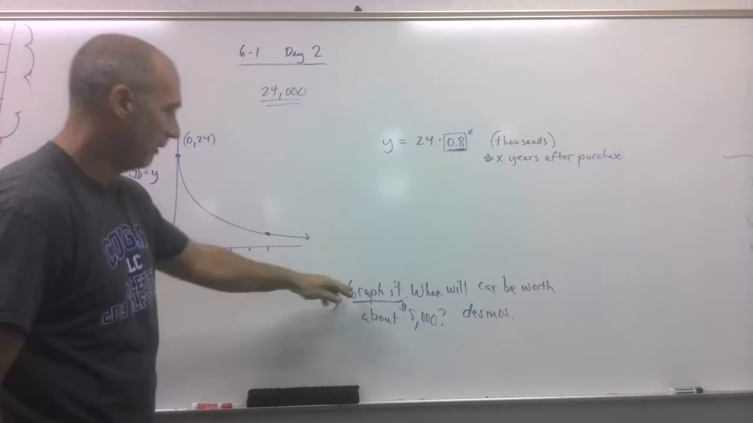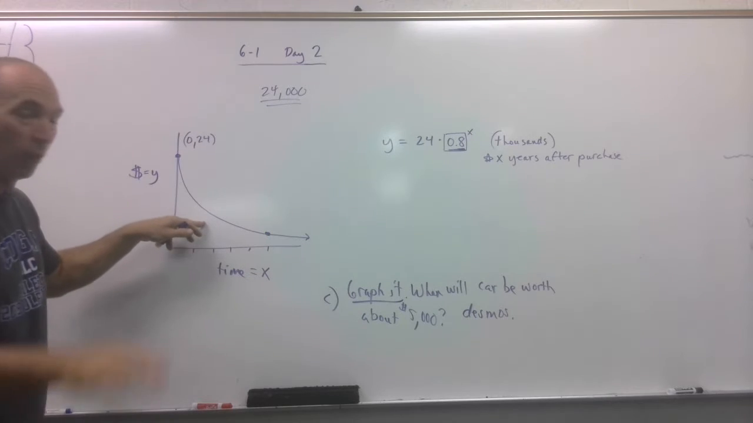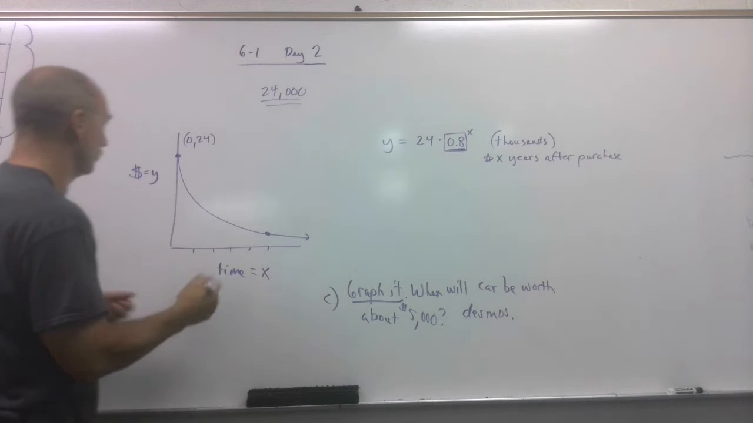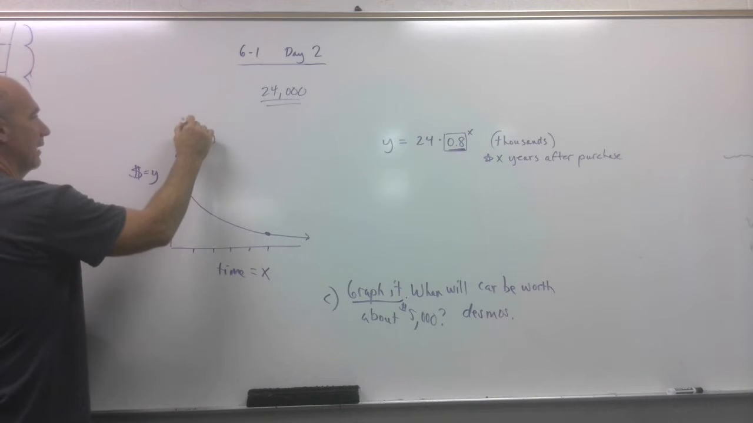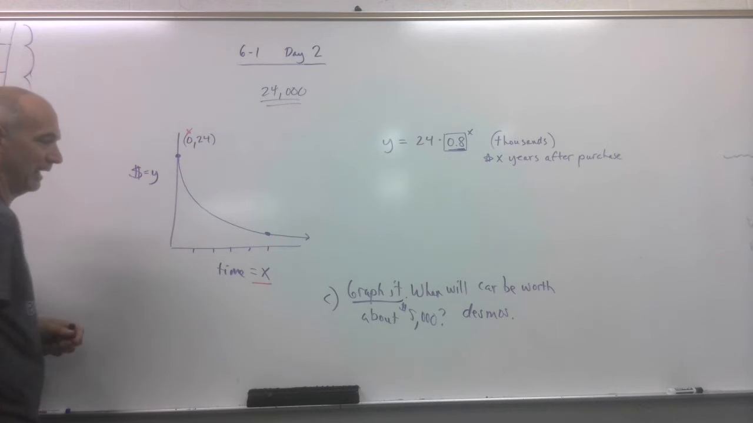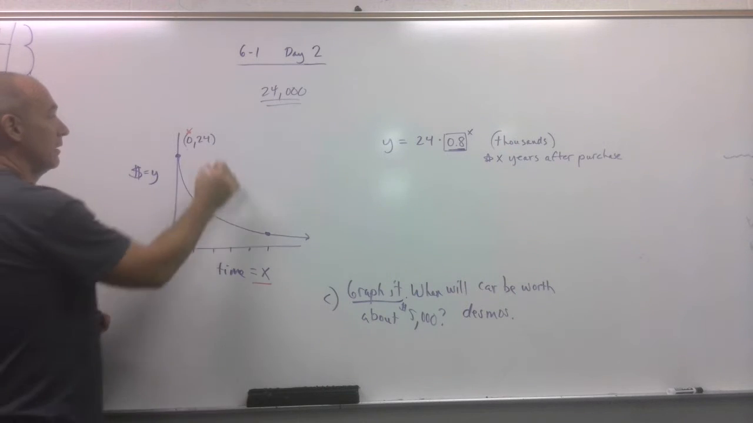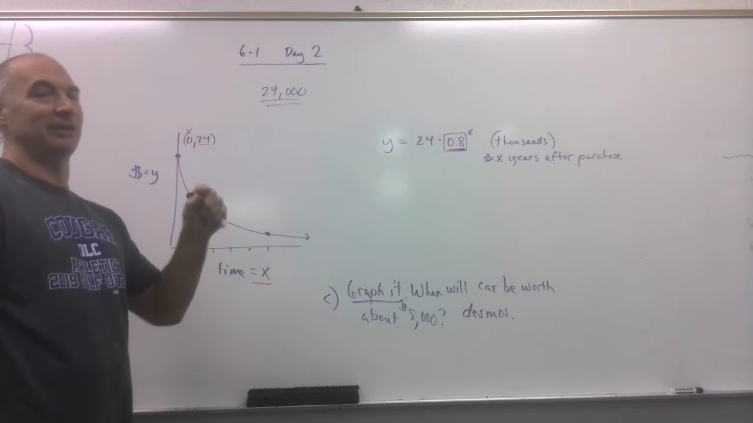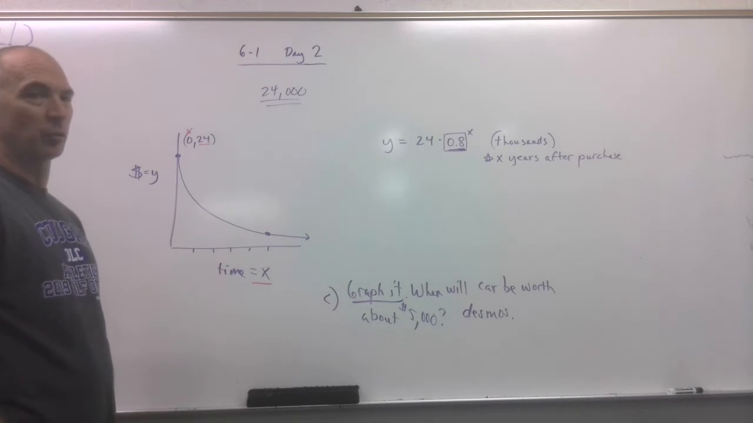And it says graph it. There's a very wonky version of what Desmos is going to give you, but I'm going to break down the parts. Notice this point is x is 0. That means I just bought it. I haven't even driven it off the lot yet. The car's value is 24. It's not $24. It's in thousands, so that represents 24,000.